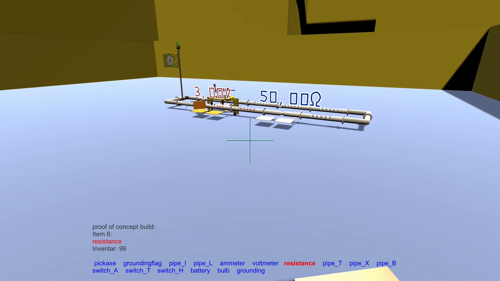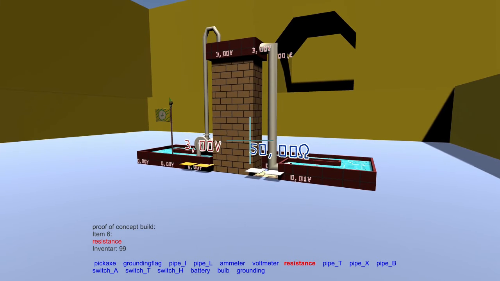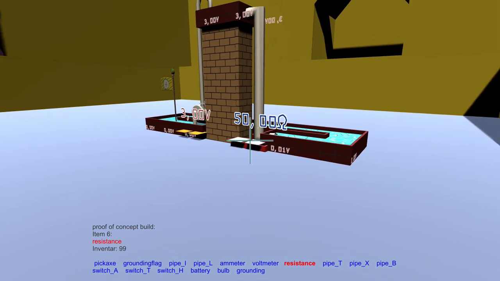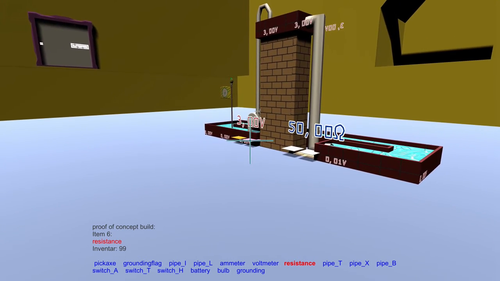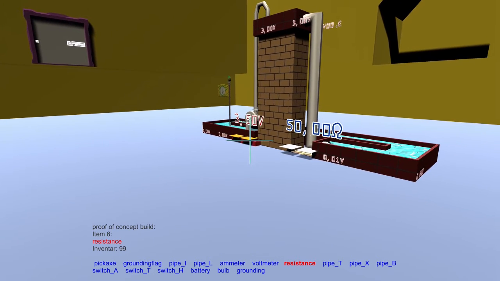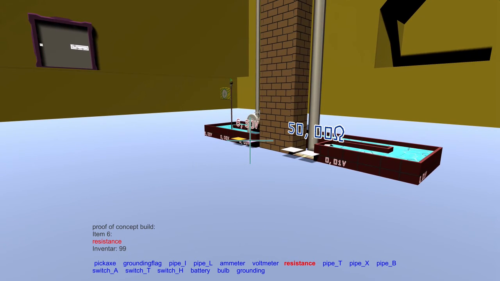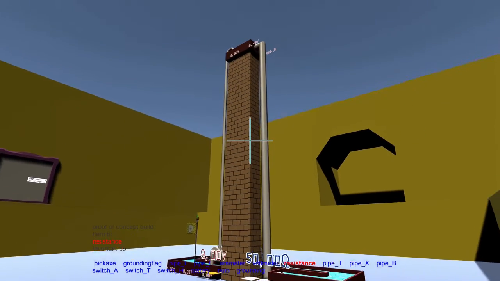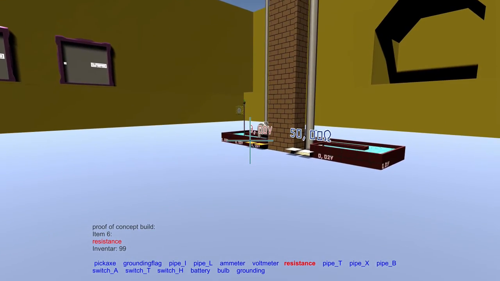Here we see the resistance in the cascades mode. The resistance is represented with a water pipe going down. Depending on the value of the resistance, the radius of the pipe goes up or it goes down.